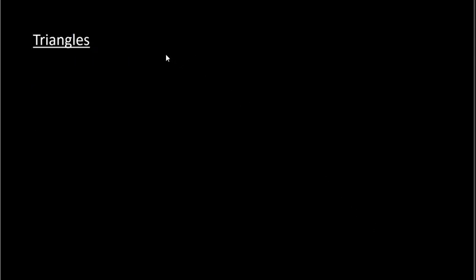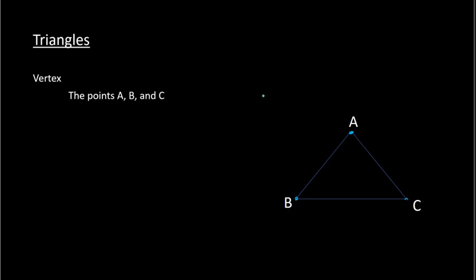Now let's take a moment and talk about triangles. Triangles, by definition, are polygons with 3 sides. So here we have triangle ABC. And we have a term called the vertex. Vertex can go for any polygon, not just triangles, but a vertex is each point on the polygon. So here we see point A, point B, and point C. So those 3 points are my vertices. Vertex is singular, I would say vertices as plural.